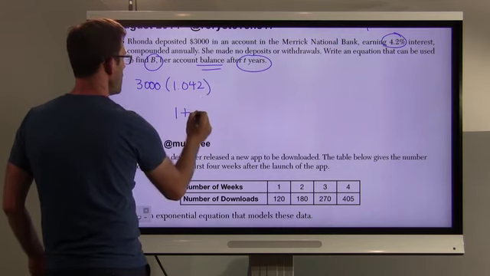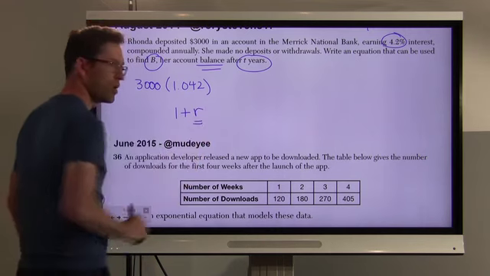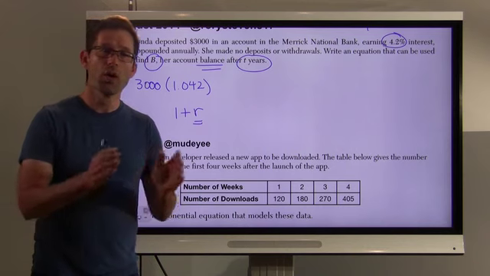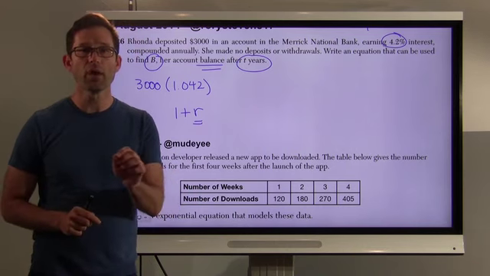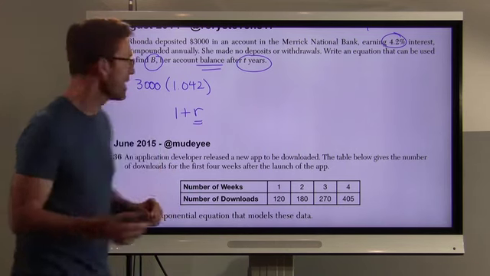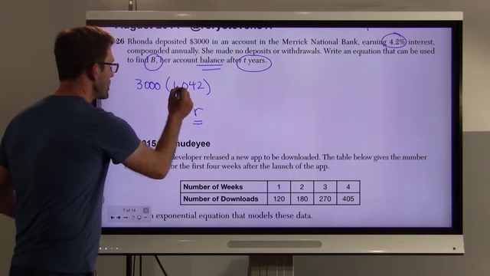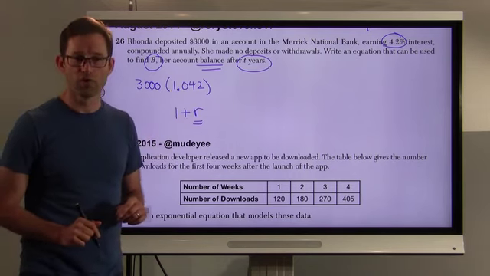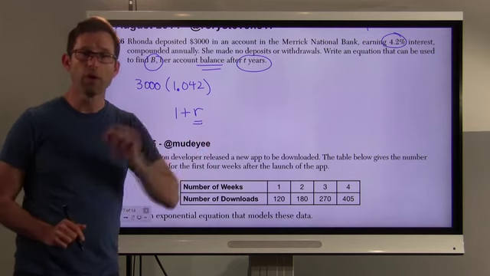It's 1 plus the rate, where the rate is the decimal version of the percent. So 4.2% is 0.042. And that can be a little tricky. It can even be a little tricky to see on your phones because they're small. 1.042. That's how much I'd have after 1 year.